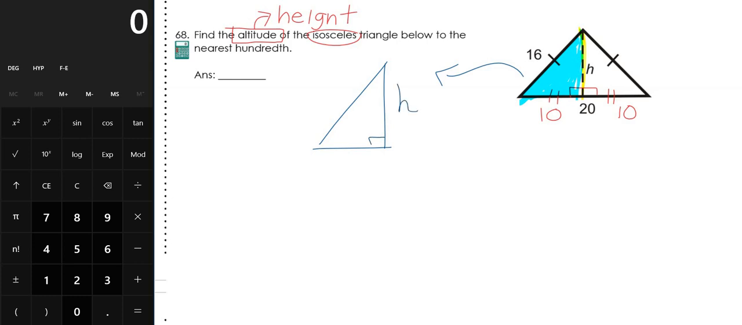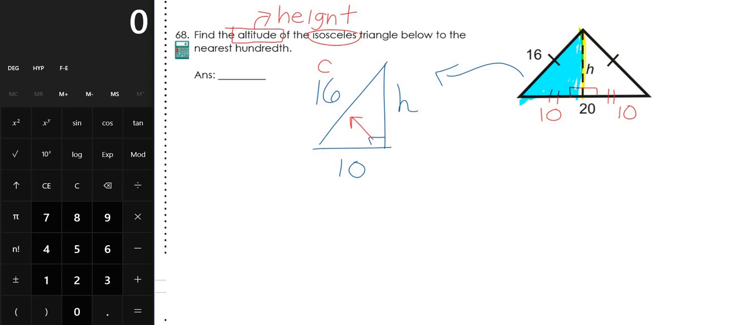So we want h, the bottom is 10, and then the hypotenuse is 16. Okay, so it looks like the best thing to do here is the Pythagorean Theorem, because we don't have any angle measures to use trig. So let's go ahead with our Pythagorean Theorem. First thing you want to do is make sure you identify the c. The c is your hypotenuse. It's always across from the right angle. So 16 is our c.